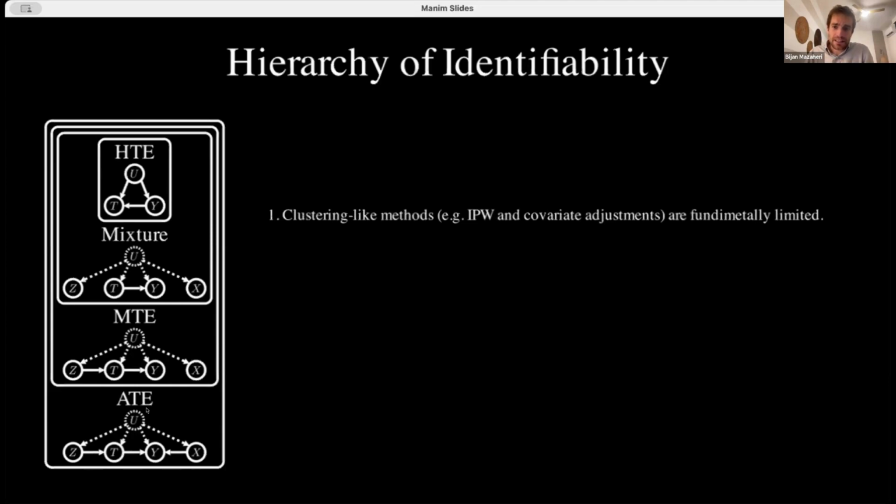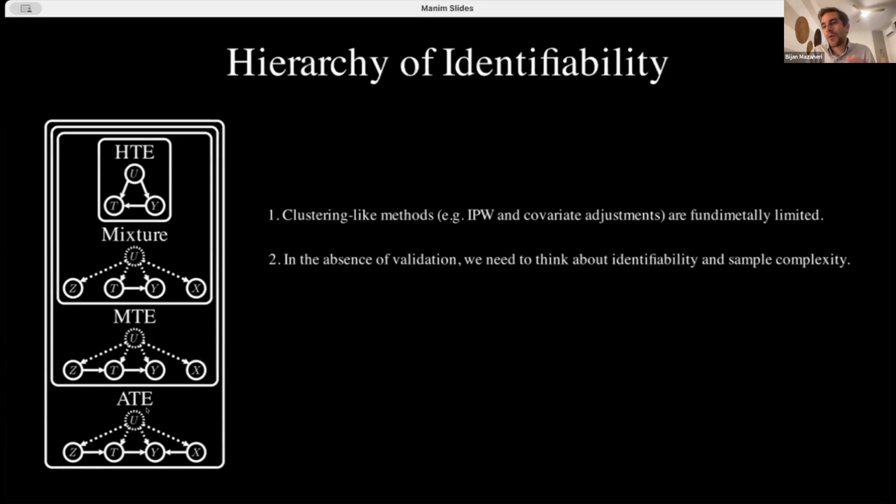The first point that I think is important to notice is that clustering-like methods, which include IPW and covariate adjustments, are fundamentally limited. That's explained by the overlapping part that I talked about. The second is that in the absence of validation, we can't play the game that machine learning people play. We can't just say, oh, we held out this data and, look, our method is working. So I really think it's important for us to focus on identifiability, because unless we do an experiment, we don't know if we're right unless we guarantee that we're in an identifiable scenario.